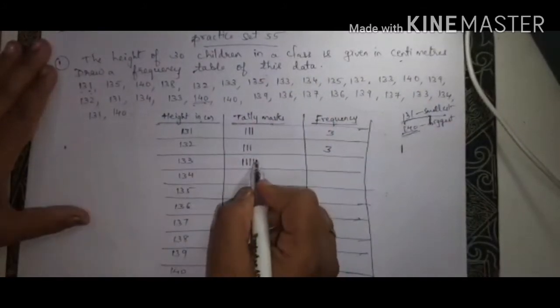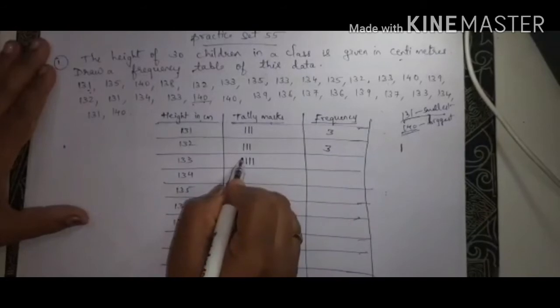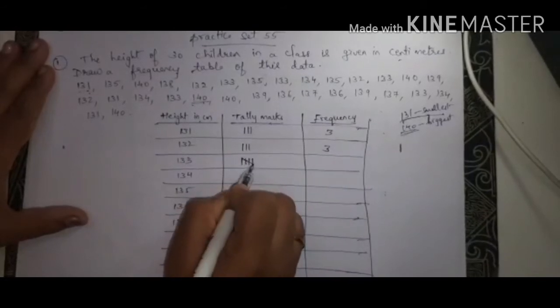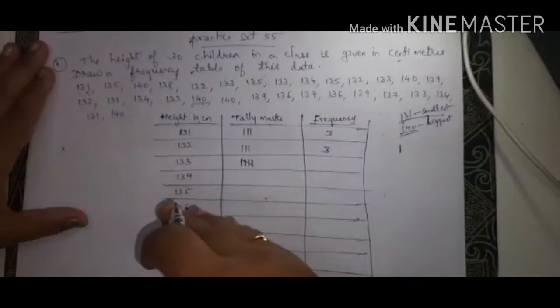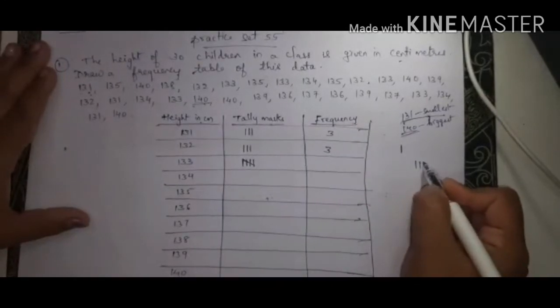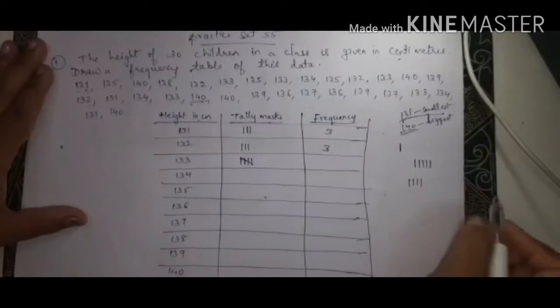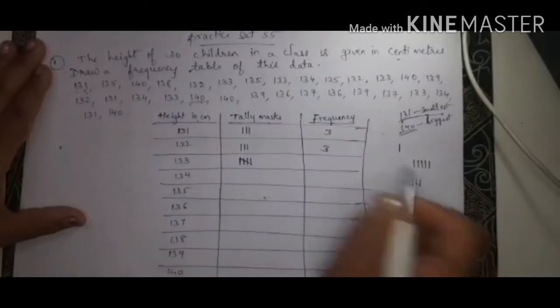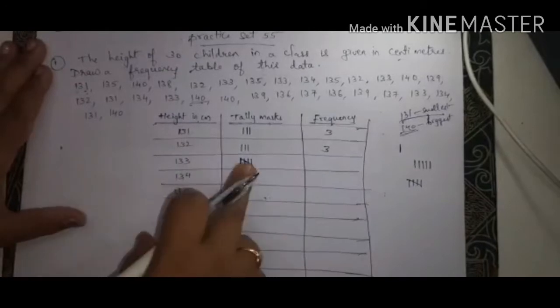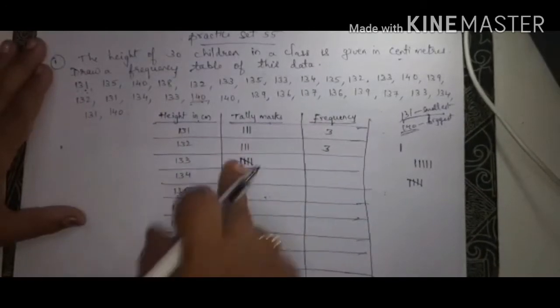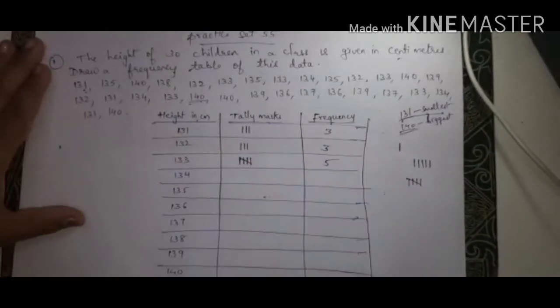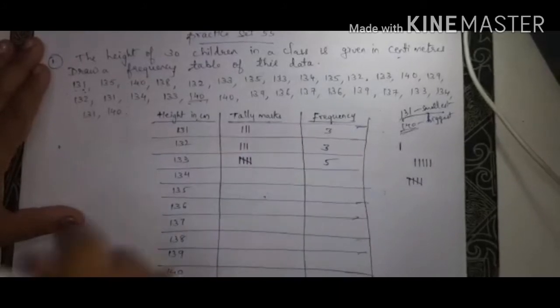If it is 5 times we don't put it like this. After 4 lines, when the fifth one comes, we put a slanting cross over all these 4 lines. So this is 1, 2, 3, 4, 5. So the frequency is 5.